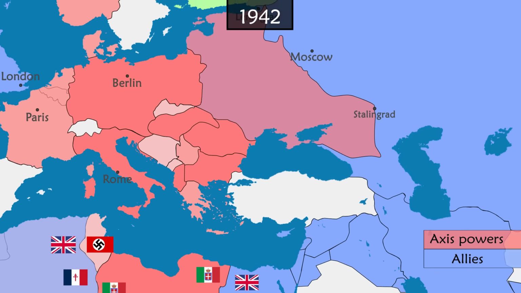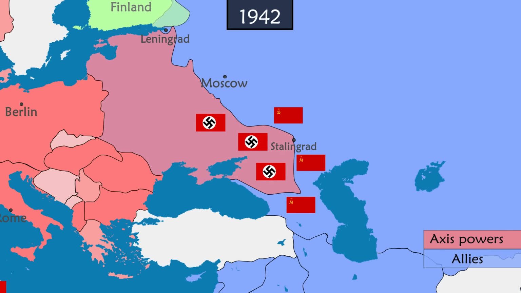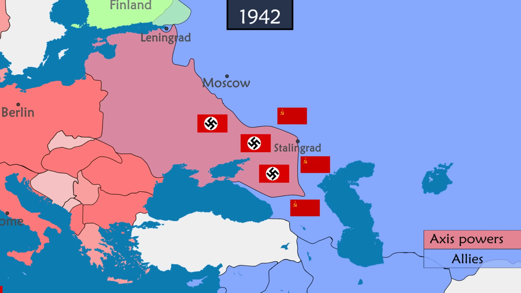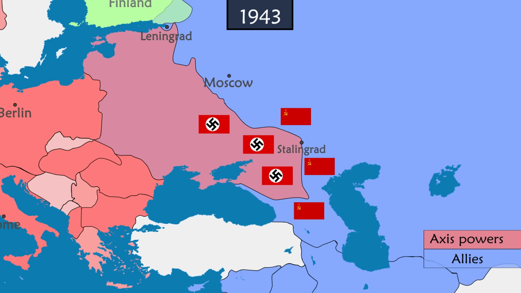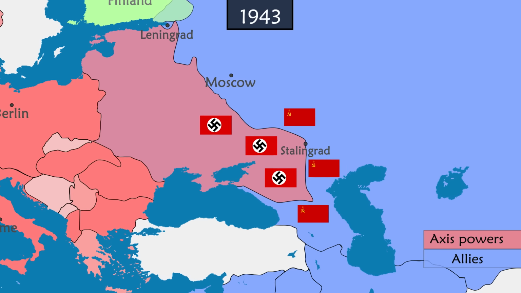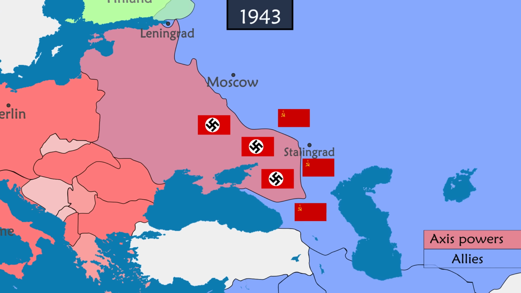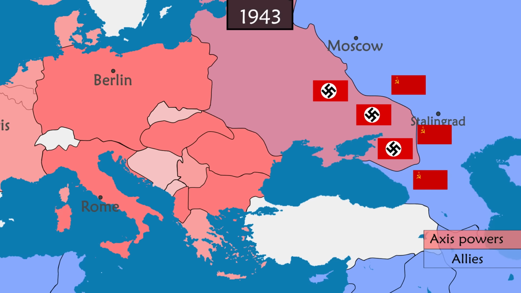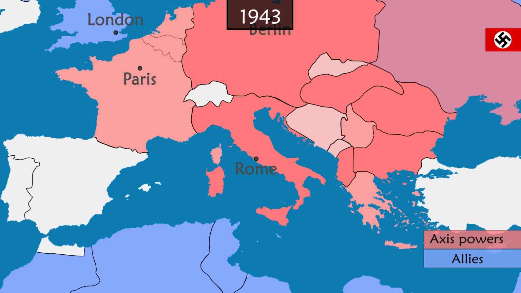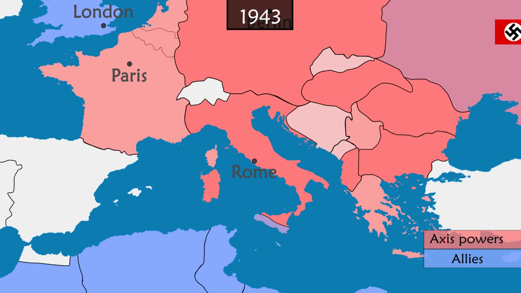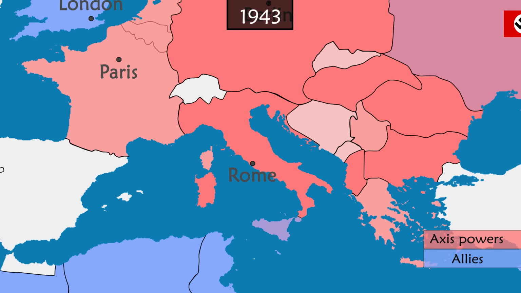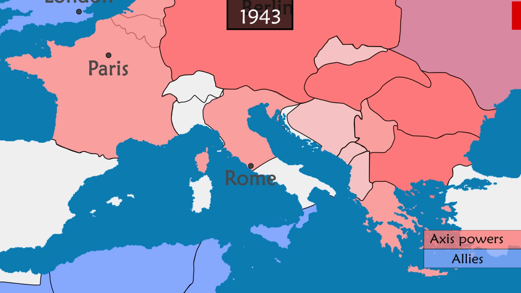In the east, Axis forces try to cut the supply route of the Caucasus, but for the first time, the German offensive undergoes a major military setback. The Soviets take the initiative and counterattack. Africa is now entirely controlled by Allies who organize a landing in Sicily. The new Italian government requests an armistice, causing the Germans to invade.